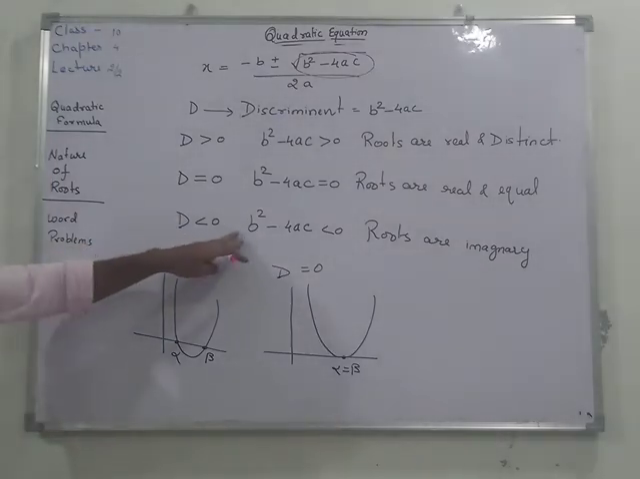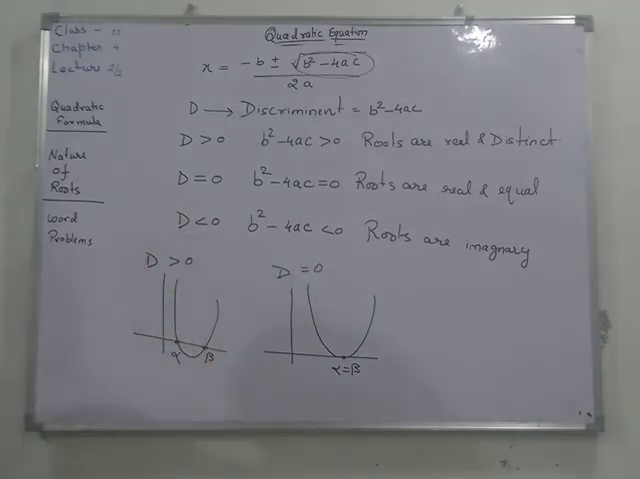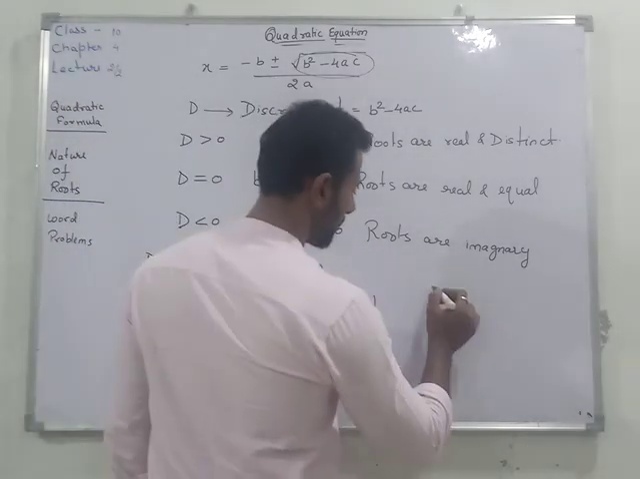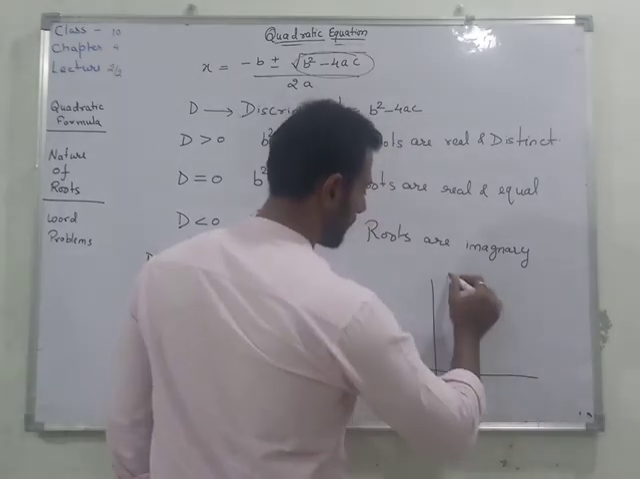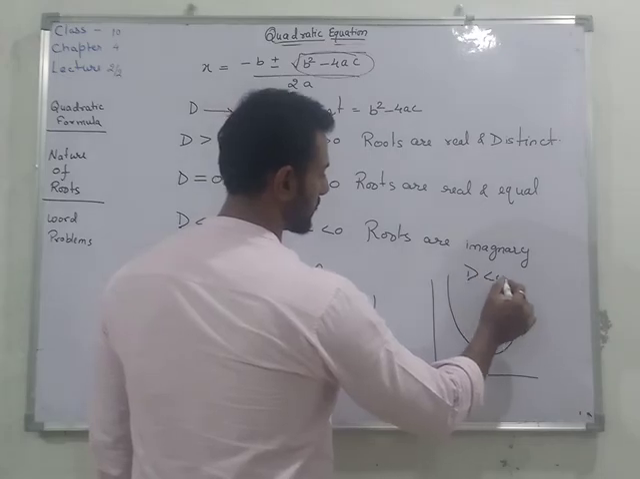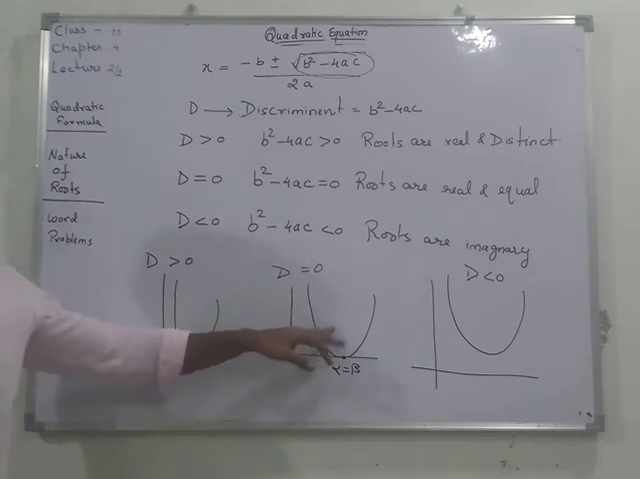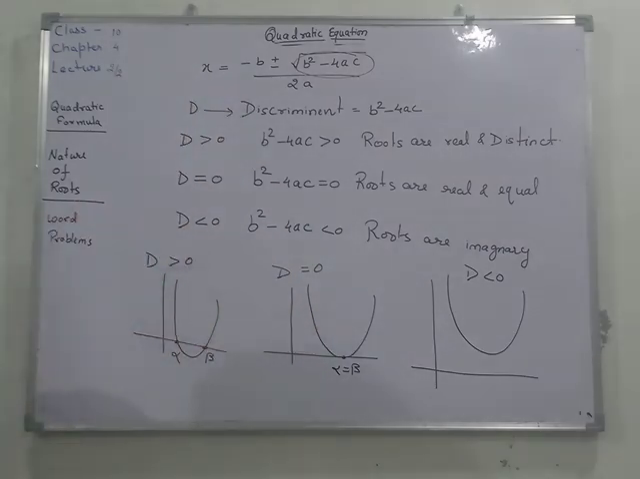If D is less than 0, then b² - 4ac will be less than 0. Roots are imaginary, which means the graph will not be touching or intersecting the x-axis. We cannot define the value of alpha and beta on the coordinate axis. This curve is known as a parabola for the quadratic equation. Now let us see the question based on this nature of roots.